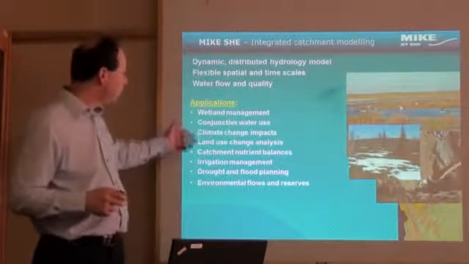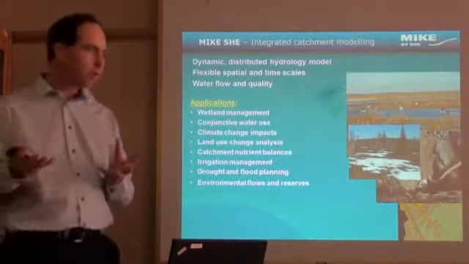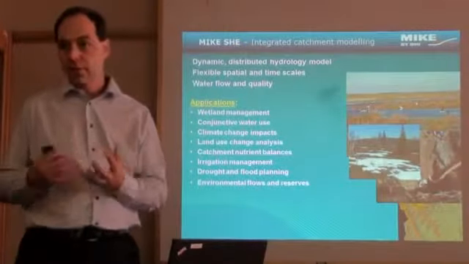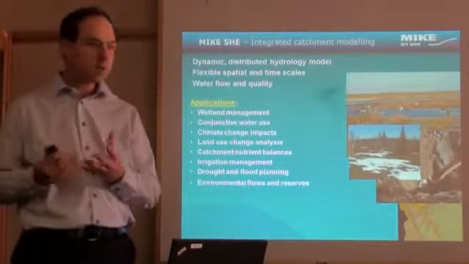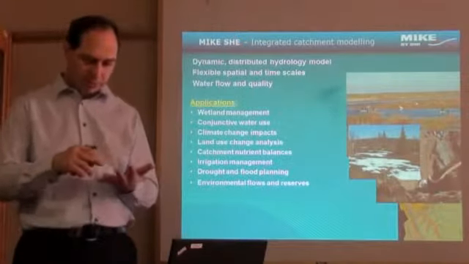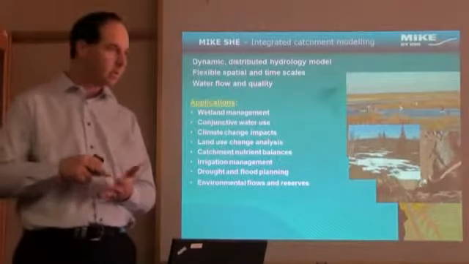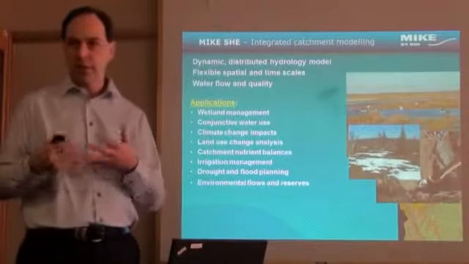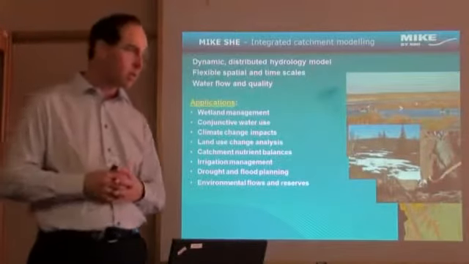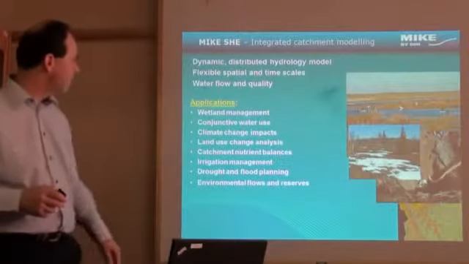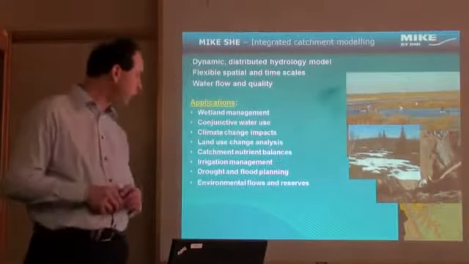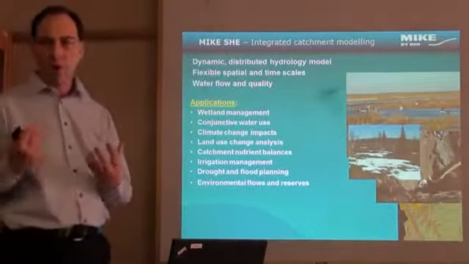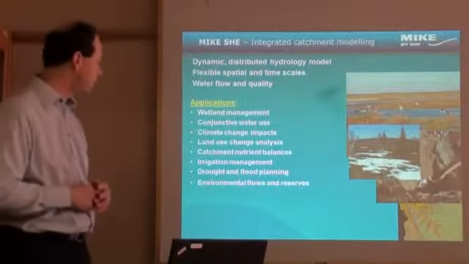Climate change and land use change are inherently surface processes. It's very difficult to relate climate change to groundwater recharge, because climate change will affect temperature, but it will also affect wind speed and solar radiation and all these other different processes that affect evapotranspiration. And so how do we relate changes in evapotranspiration to groundwater recharge on a spatial basis? Irrigation management, drought and flood planning, all of these things are important problems that can be addressed with a model like Mike SHE.